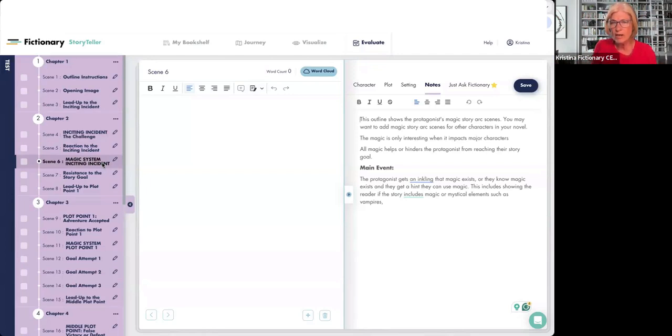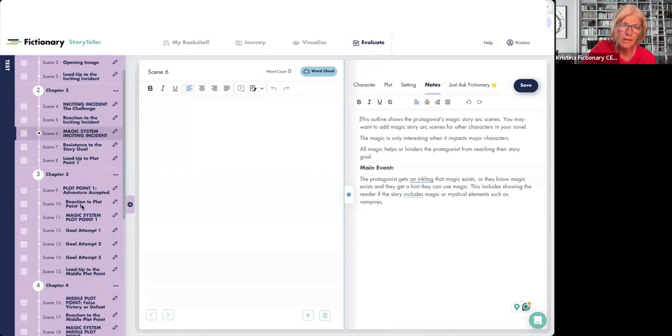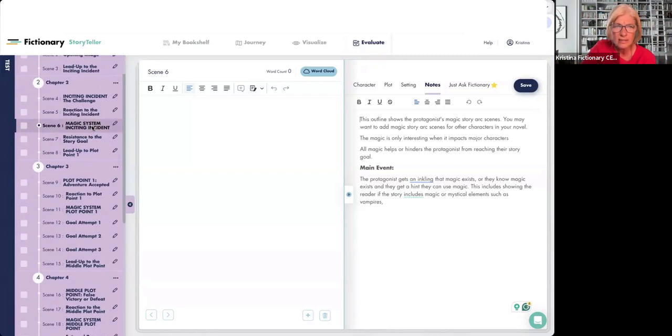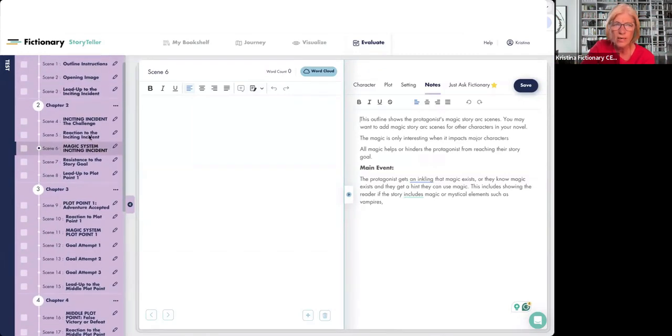Like, what's different about it? Could they use magic in a different way? Did they see a creature that didn't exist before? Whatever it is, there's something that shakes up their world. And this inciting incident can come before, it can come after, it can come in the inciting incident, it can come closer to the main plot point one. The critical thing is that it's there.